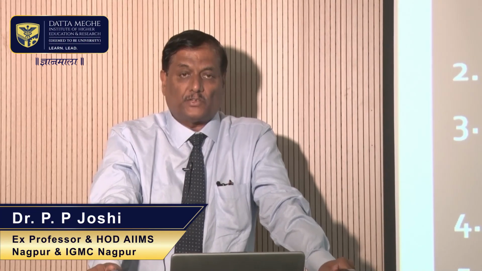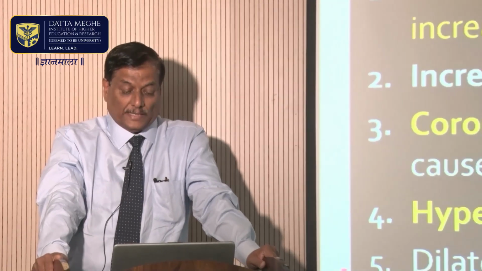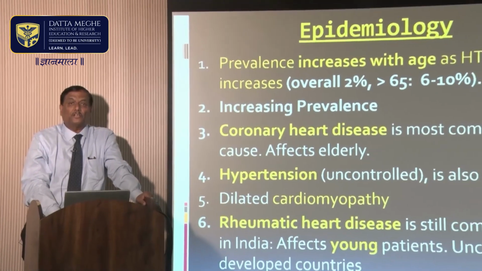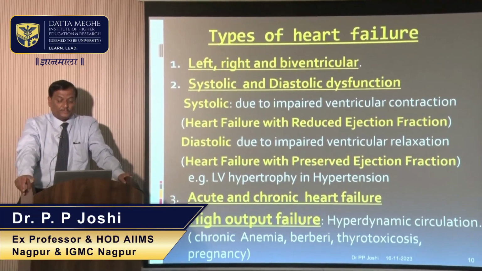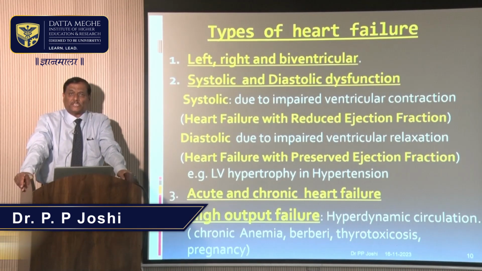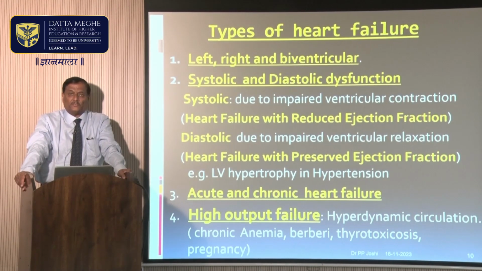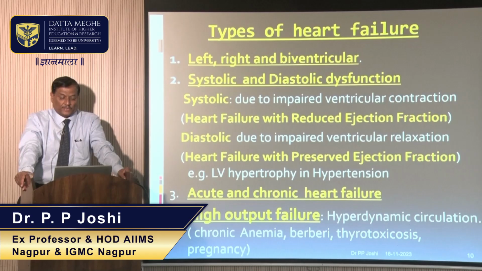Uncontrolled hypertension would lead to hypertensive heart disease. Dilated cardiomyopathy, rheumatic heart disease, and congenital heart diseases are common causes of heart failure in children or in the younger age group. Heart failure can be classified in a number of ways. There are various types of heart failure. We have left-sided heart failure, right-sided heart failure, and biventricular heart failure, and by and large congestive heart failure is a term which is used when there is a combination of both left-sided as well as right-sided heart failure.